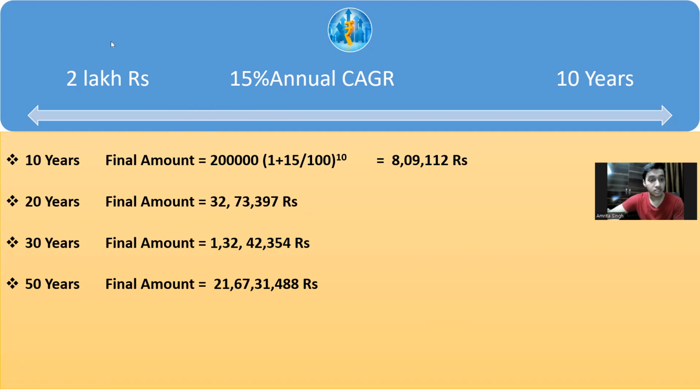If you invest 2 lakh rupees in a quality stock, the stock which is giving you 15% of CAGR, and if you have patience of 50 years, you can really make this much bigger amount from just the small amount of investment. So you can see how small this number is and how big this number is. If you compare both these numbers, you can see that. So this is how compounding works, this is how CAGR works.